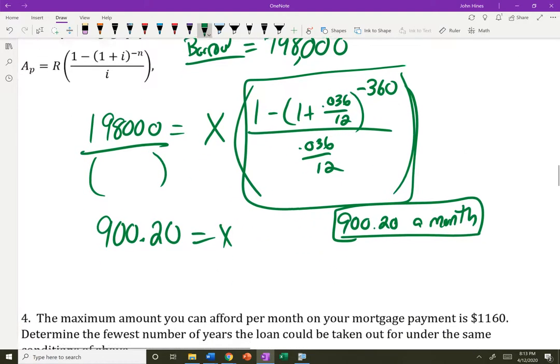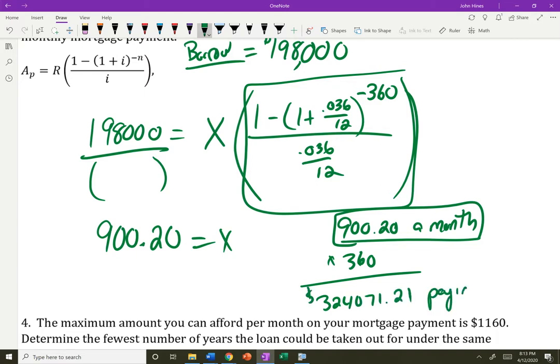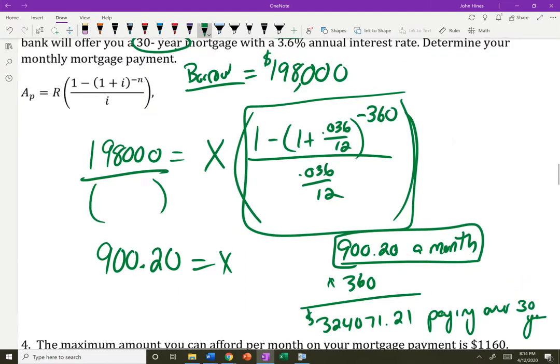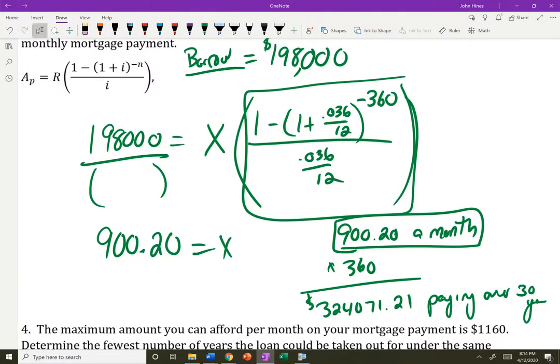Here's something I want to look at. Let's get the next question. If you pay that 360 times, how much money are you actually giving the bank? You're actually giving the bank $324,000. That's what you're paying over 30 years. But you're saying right now, Coach, the house only costs $220,000. Right. The banks are charging you interest for borrowing their money. The bank is making money off of you because you borrowed $200,000 from them. They get to make that money back over 30 years.